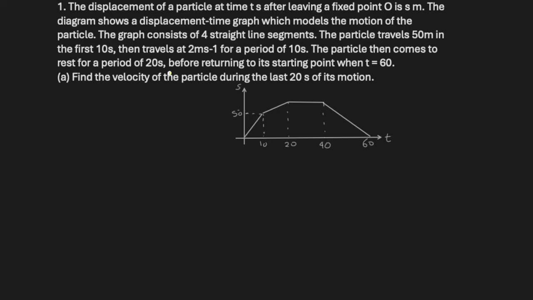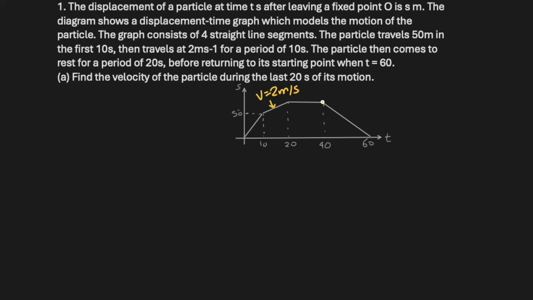The particle moves 50 meters in the first 10 seconds, then travels at 2 meters per second for a period of 10 seconds. So here the gradient of the s-t graph is velocity, right? And velocity is 2 meters per second for the period of 10 seconds. The particle then comes to rest for a period of 20 seconds, from 20 to 40 clearly, and then comes to rest in the next 20 seconds. Okay. Find the velocity of the particle during the last 20 seconds of its motion.